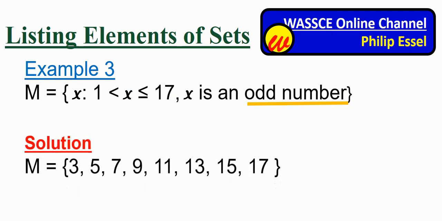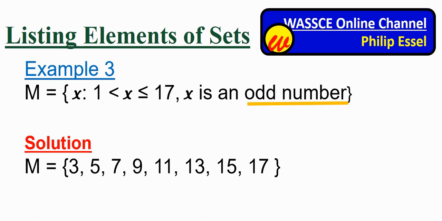So this would be the listing format of set M. So our set M will be equal to 3, 5, 7, 9, 11, 13, 15 and 17. And as you would realize, all of these numbers are odd numbers. Again, the number 3 is greater than 1.